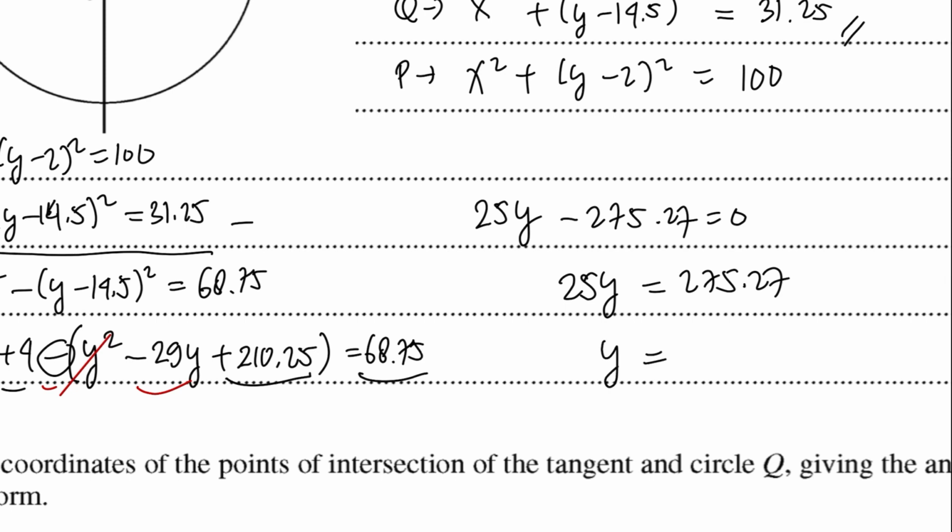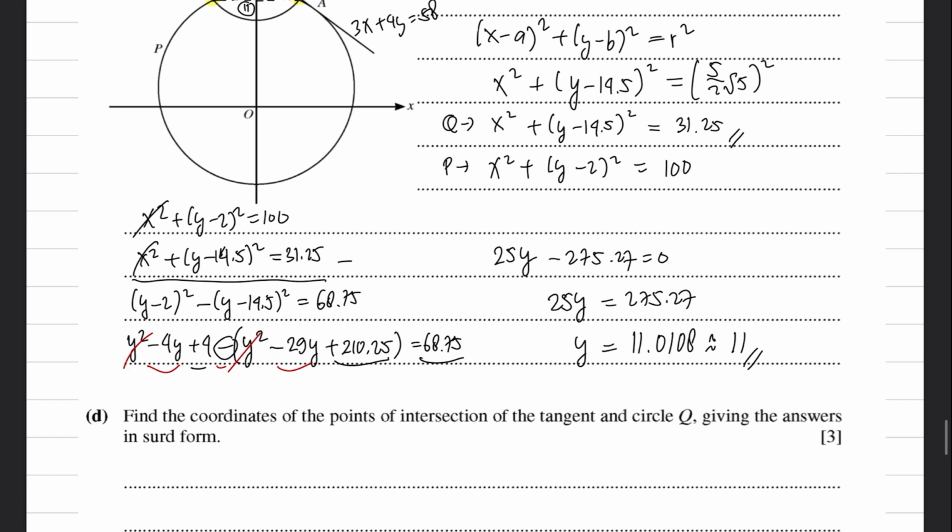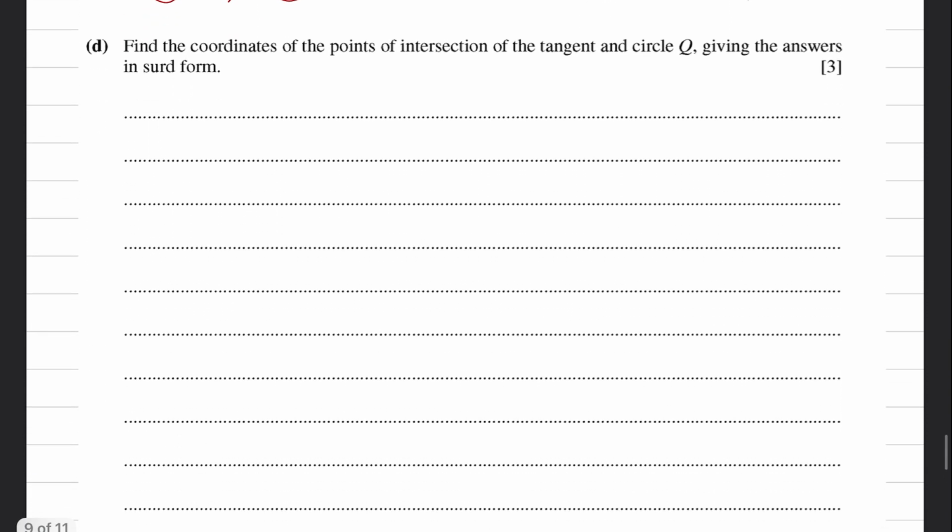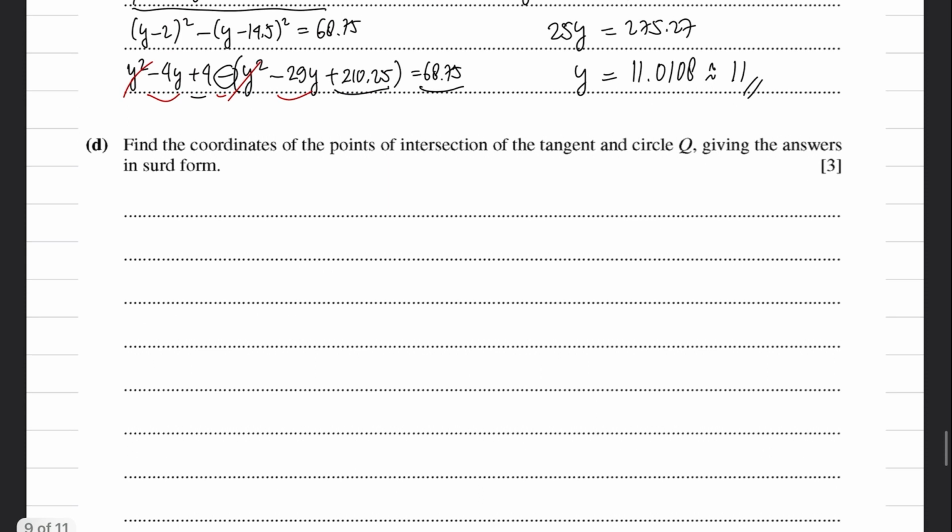So y equals, you divide, you will get 11.01. Make it 3 significant figures. Yeah, it equals 11. So we prove that the intersection is at 11, the y coordinate. And the last one: find the coordinates of the point of intersection of the tangent and circle Q, giving the answer in surd form.